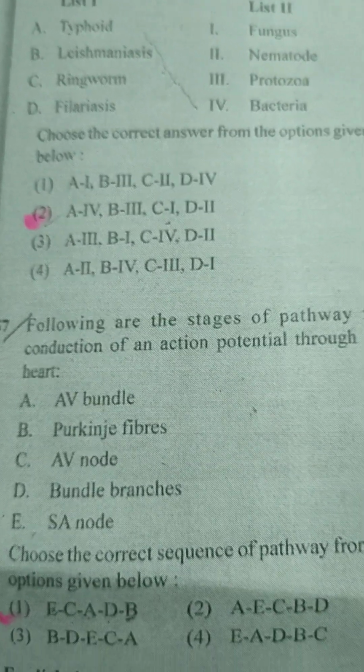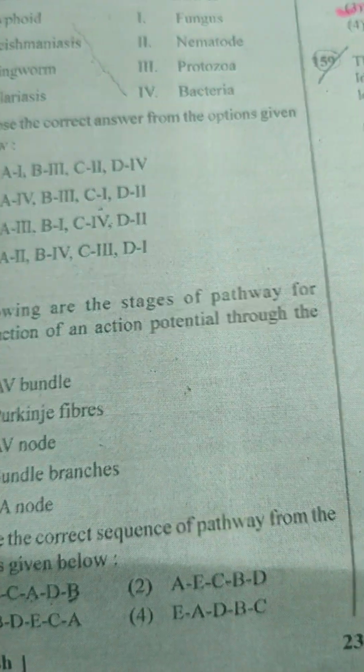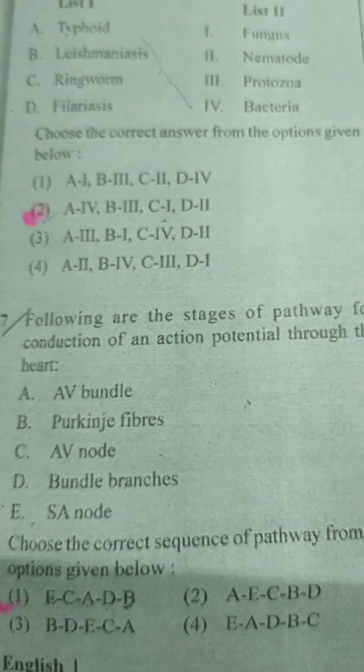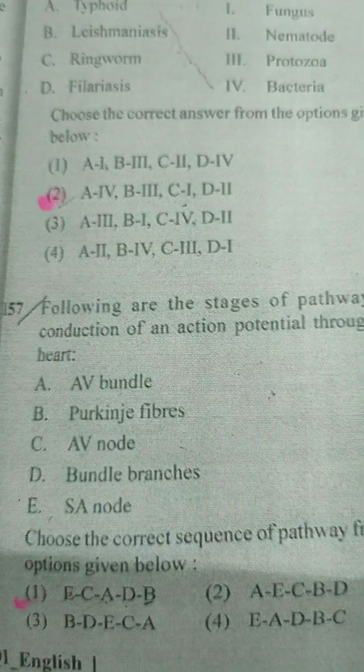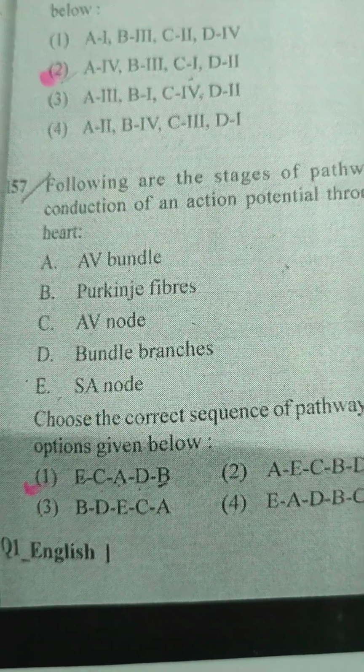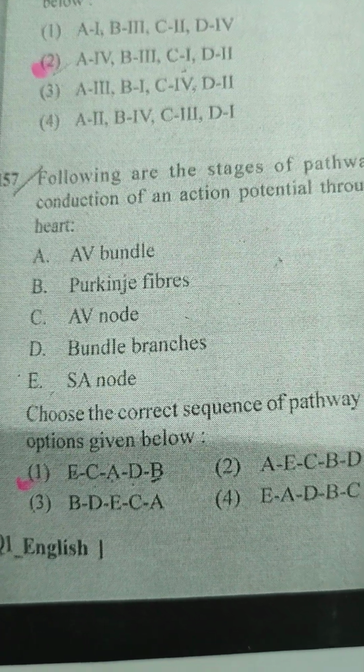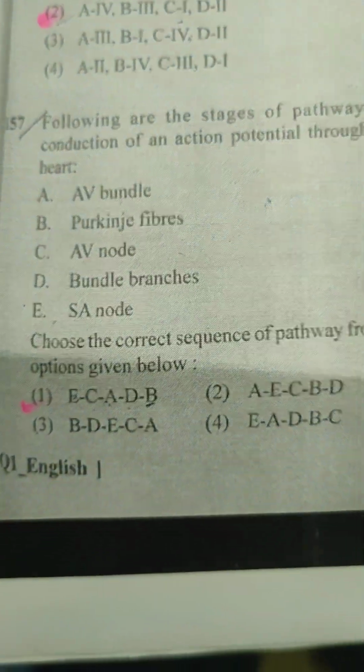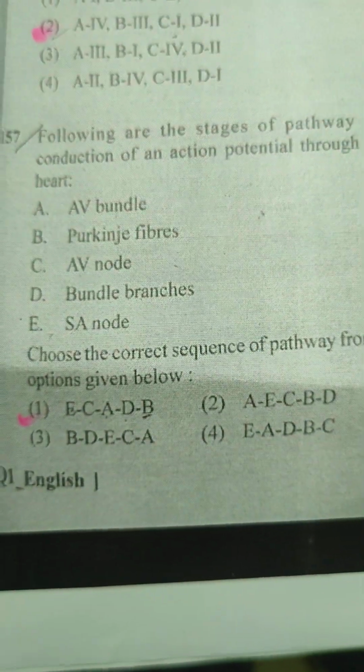Question number 157. Following are the stages of pathway of conduction of an action potential through the heart. A. AV bundle, B. Purkinje fiber, C. AV node, D. Bundle branches, E. SA node. Correct answer is 1. E, C, A, D, B.